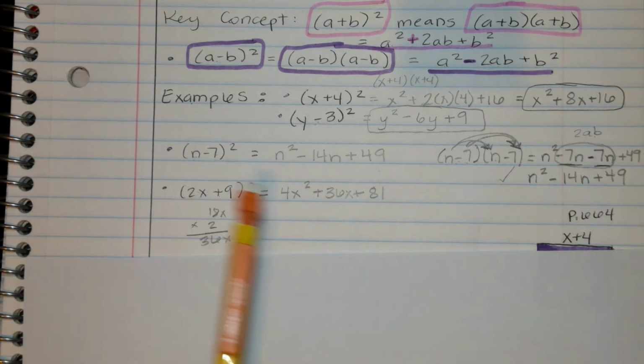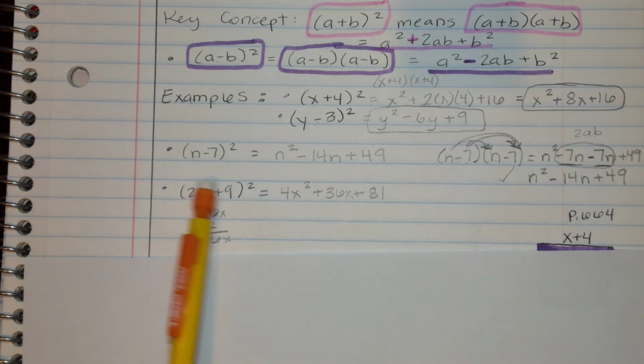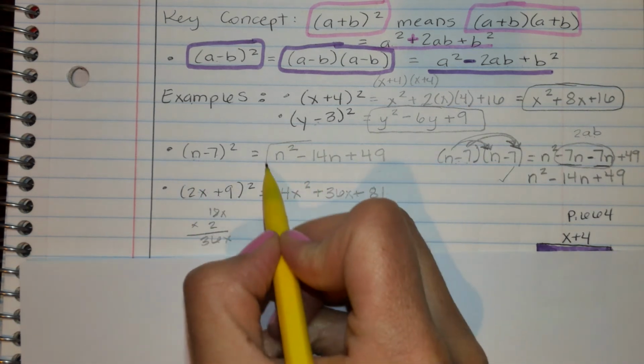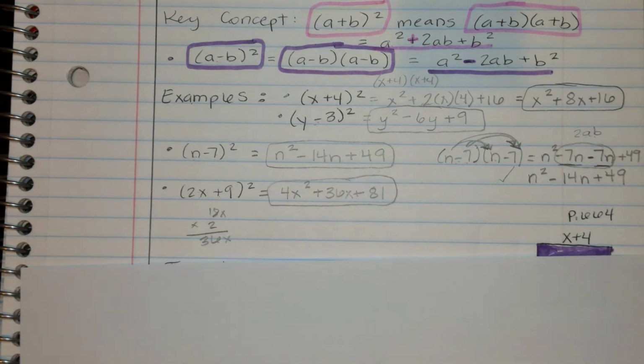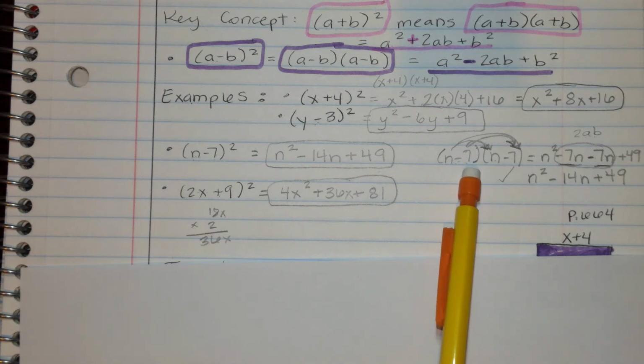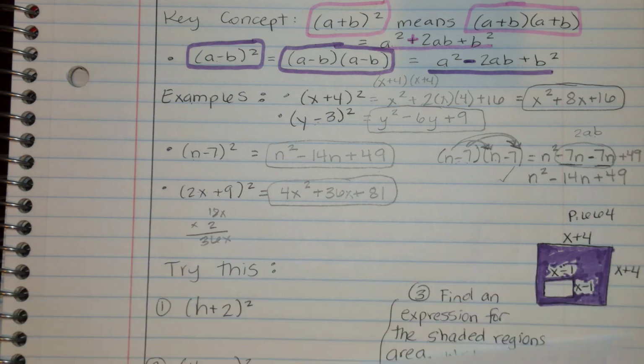So again, the first term squared, and then the last term squared. The middle is 2 times multiply them together. So double whatever you get when you multiply them together. So that's how you do this way. Give it a try. But like I said, if you forget it or you're not sure if you're doing it right, you can always distribute. This way always works too, or doing the box.